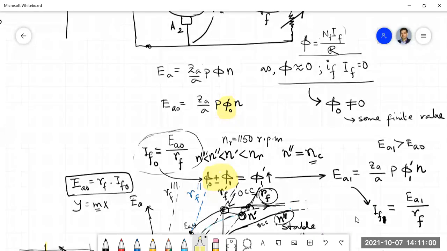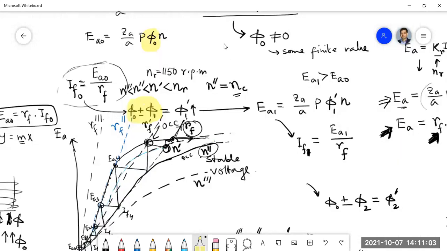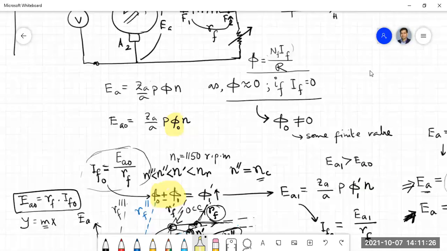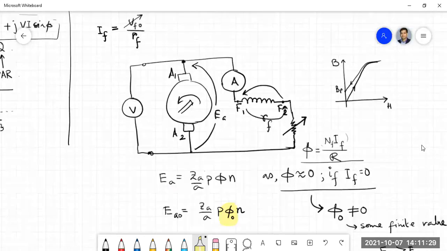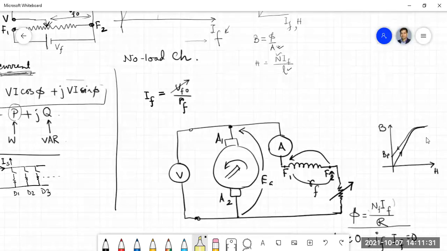Any other questions? Can anybody sum up the four conditions for voltage build up? Anyone? All the four conditions? No one. Sir, there should be residual magnetism.